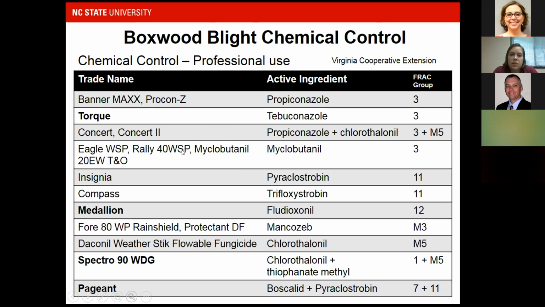There's an updated list on the Virginia Cooperative Extension website, which has a lot of lists of different trials. And if you also go to the NC State website, Kelly Ivers had also done some fungicide trial work, so there are reports you can read for different products that work at controlling boxwood blight.